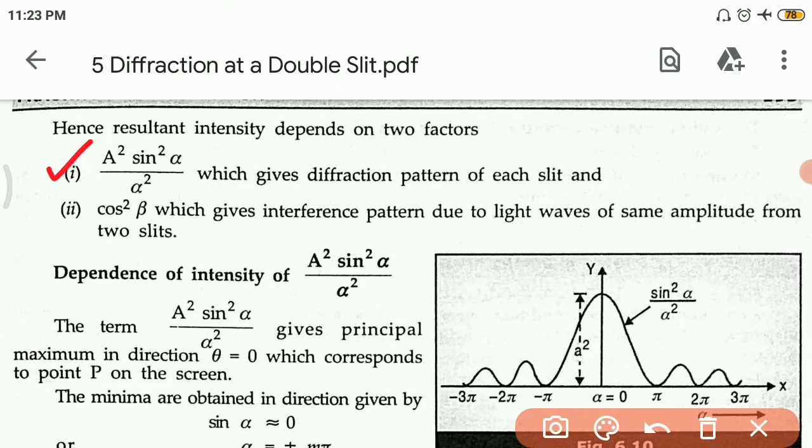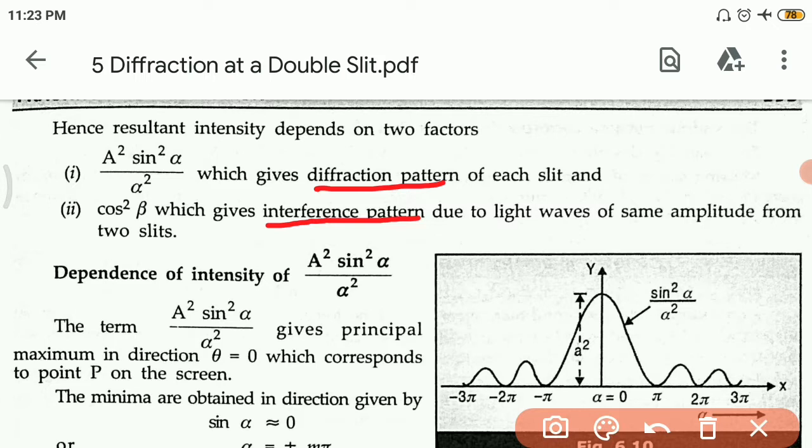Okay, from this we can know some factors on which the resultant intensity depends. First is a square sin square alpha by alpha square, which gives the diffraction pattern of each slit. Then the second factor is cos square beta, which gives you the interference pattern due to the light waves of same amplitude from the two slits. So remember, in case of double slit there are two patterns: one is the diffraction pattern and one is the interference pattern. Okay, we can clearly know this from the intensity distribution curve.